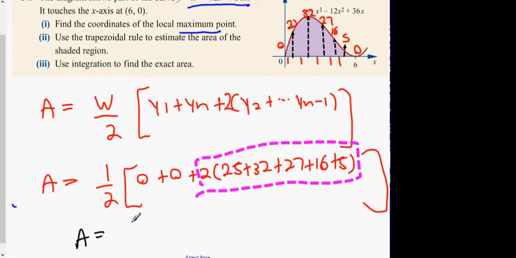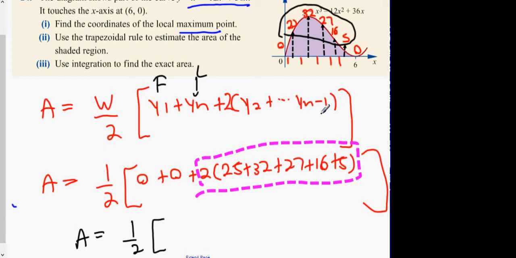2 times 2 brackets 25 plus 32 plus 27 plus 16 plus 5. So what's the relevance of the inside bracket where it says y squared plus y minus? That's not y squared, that's y2. This one's the first height is 0, last height is also 0, and 2 times all the heights in between added together. So what does y minus 1 mean?